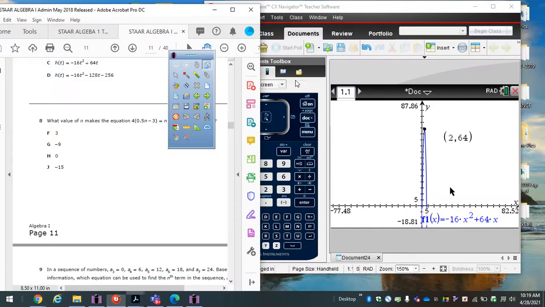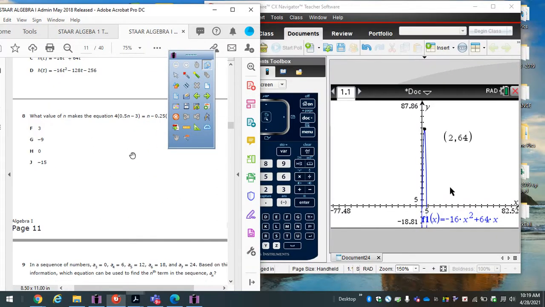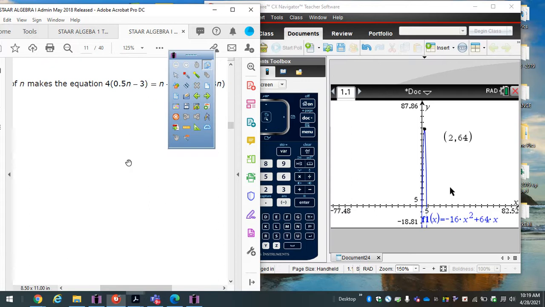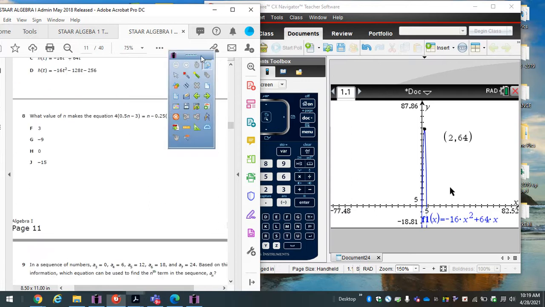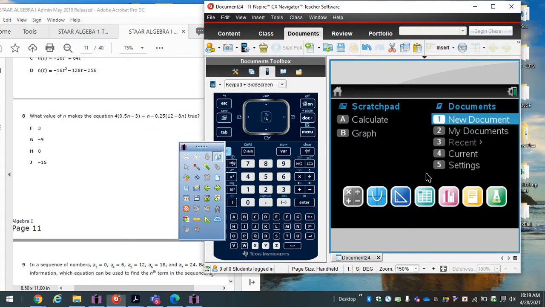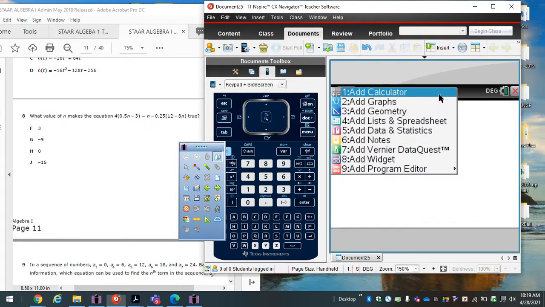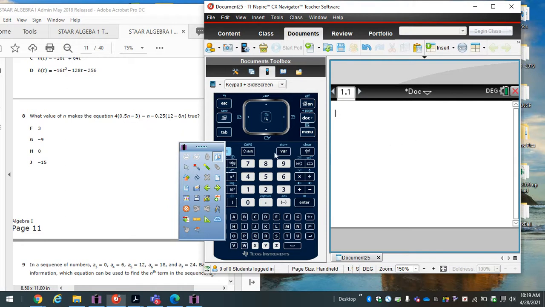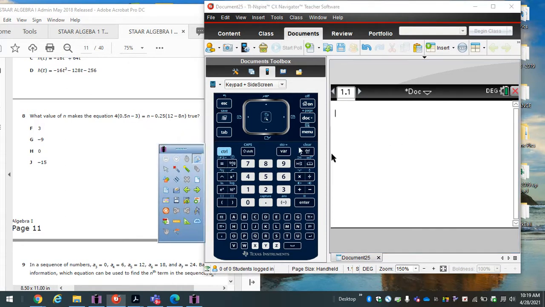Okay, this one's again too easy. Yes, this is actually STAAR test material, guys. This is the 2018 STAAR. Which one makes it true? Basically, solve it up, see what you get. I'm going to go to a calculator. I'm going to type it in there, actually. Okay. I'm going to go to menu, 3, 1, and then type it in there.